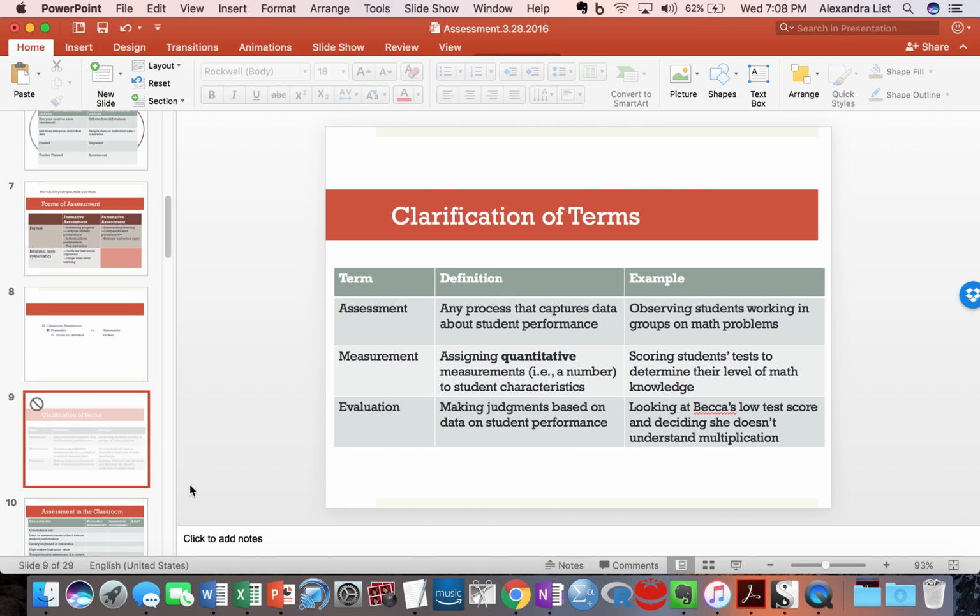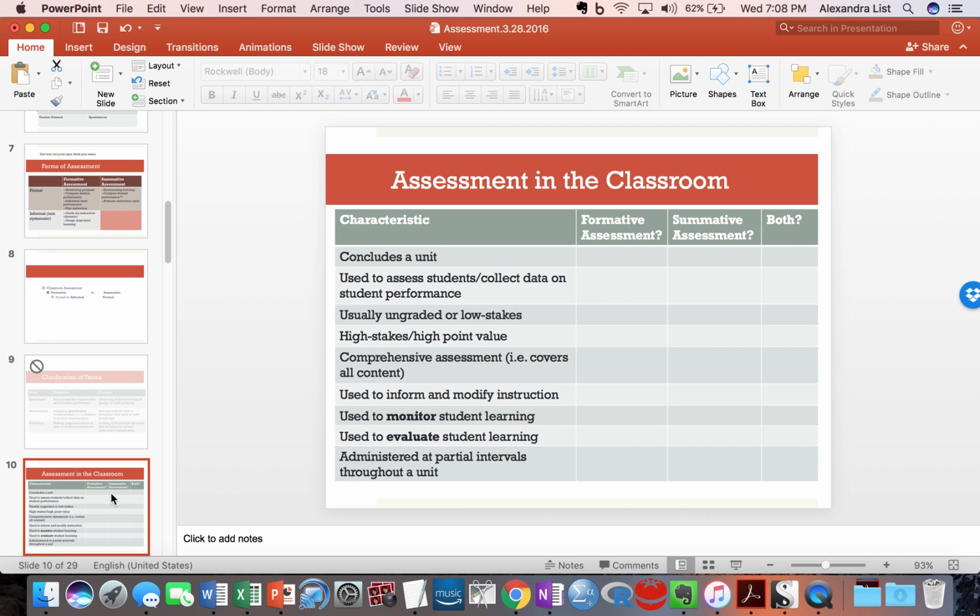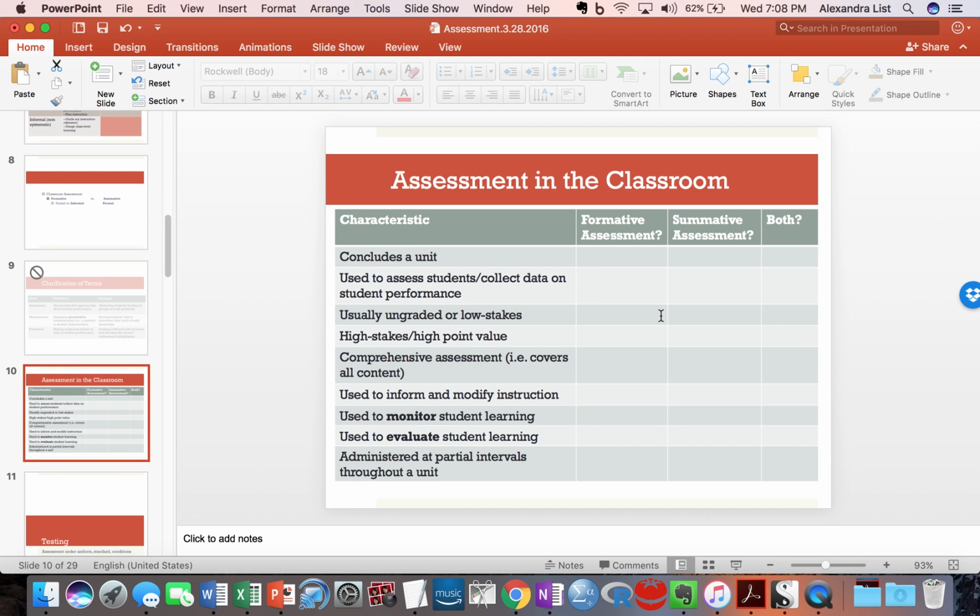And so as a final type of review, what I'm going to ask you to do is for each of these characteristics, decide right now if it pertains to formative assessment, summative assessment, or both. And you can pause the video right here, but I'll go through it with you right now. And we'll probably pick up right here when we come in on Tuesday. Concludes a unit has to do with summative assessment. So again, we talked about it as summarizing instruction or happening at the end.